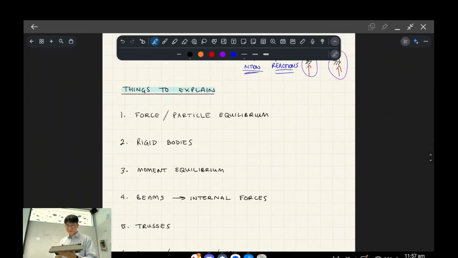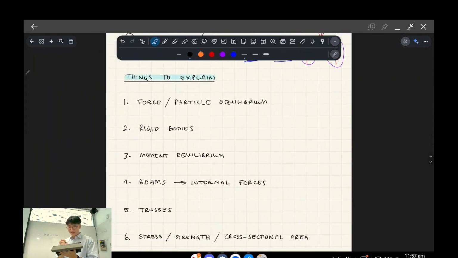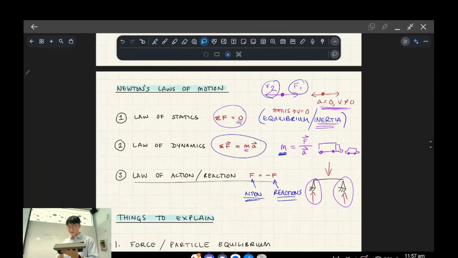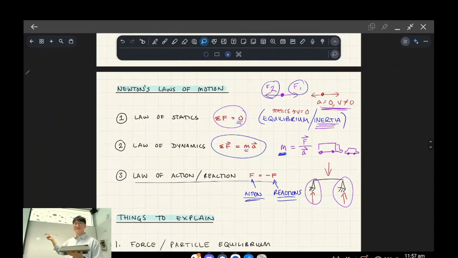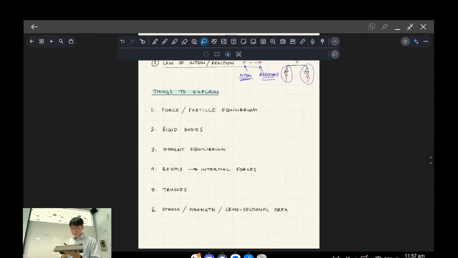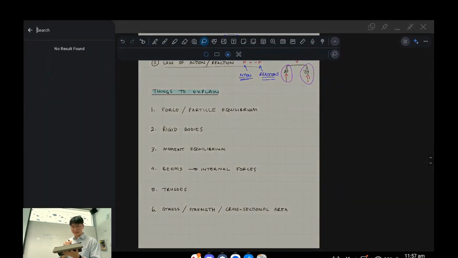Okay, so I've got a bunch of things to explain, okay? Does anyone have any questions about what I just said? I realize it wasn't the clearest explanation that I could have done, but yeah. Okay, that's Newton's laws of motion. It gets less abstract after that, okay?